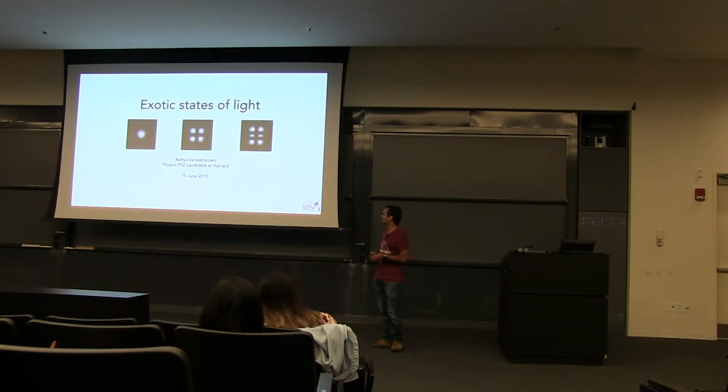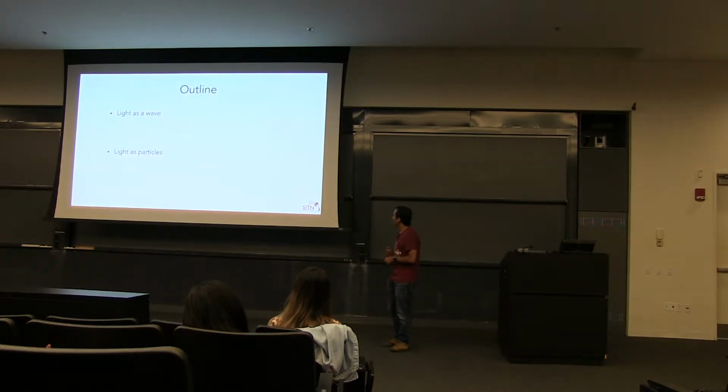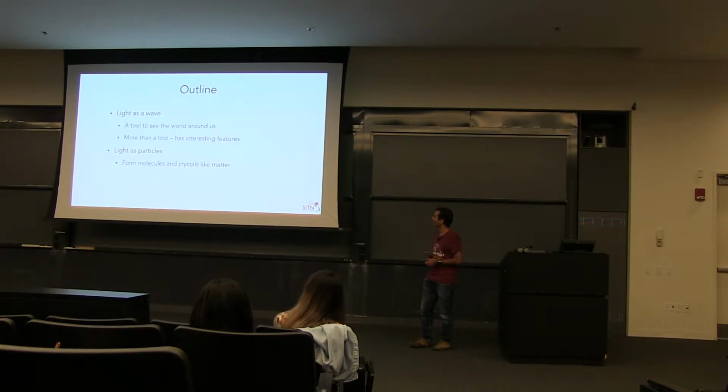And I want to tell you in this talk about why light is not just a tool to see the world around us, but also has interesting properties by itself and has intrinsic features that are quite interesting to look at. So I'm going to talk about two different aspects of it. One is introducing light as a wave. And it turns out light is not just a wave, but you can also think about it as particles, and I will talk a little bit about that as well.